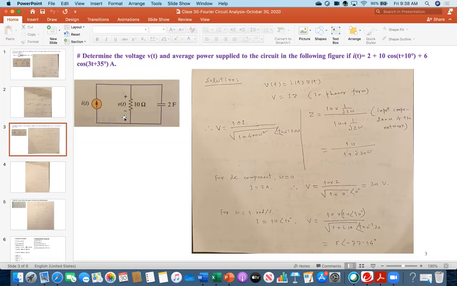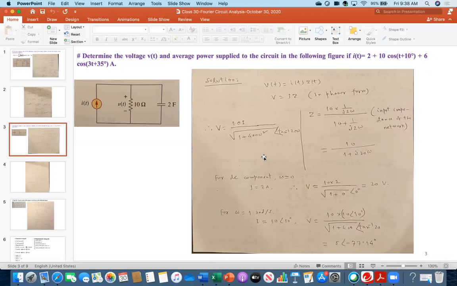Now I have to consider one current at a time. Consider this one, then what is my V? Consider this one, what is my V? Consider the third component, what is my V? And at the end, you just sum up. Then you are done. So everybody, could you follow up to this one? Is this fine, this portion?